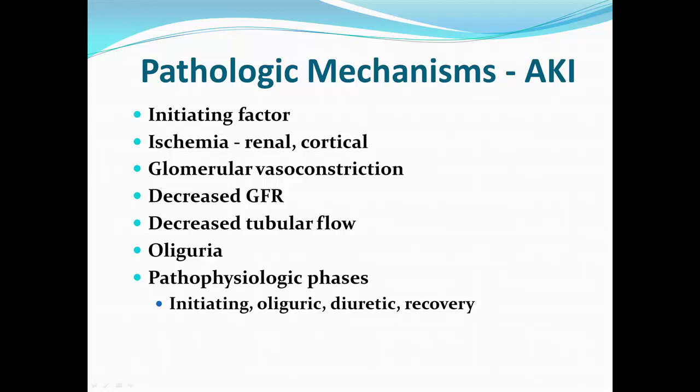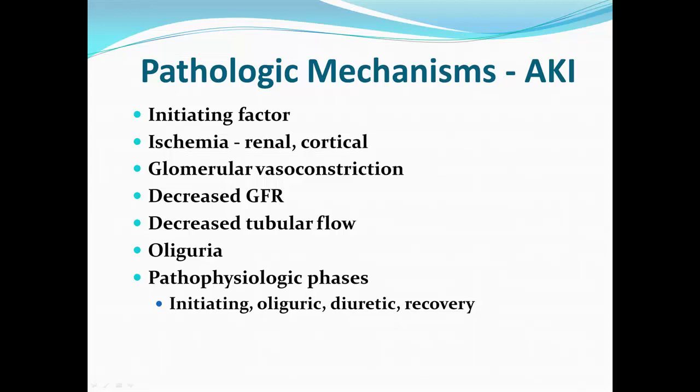That initiating factor will lead to both renal and cortical ischemia, so a lack of oxygen is getting to those tissues. When those tissues become ischemic, that's going to lead to constriction in the vascular structure of the glomerulus. So you're going to have glomerular vasoconstriction. Those little vessels are going to start to close down. Now, with that glomerular vasoconstriction, the glomerular filtration rate will decrease. If you decrease the GFR, you will decrease the amount of flow through that tubular lumen. If you don't have flow through the tubular lumen, then you don't have any urine, therefore oliguria. And that's an important piece to remember.